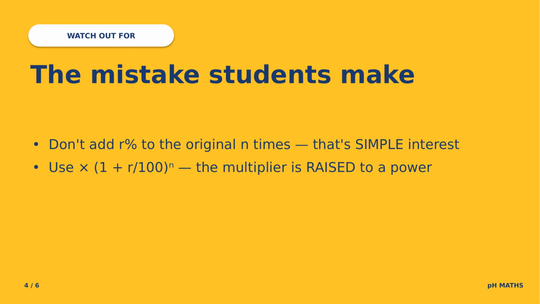Classic mistake. Don't add R% to the original n times. That's simple interest. Compound needs the multiplier raised to a power. So if R is 4% over 3 years, you multiply by 1.04 cubed, not by 1.12. A small distinction, but a completely different answer.